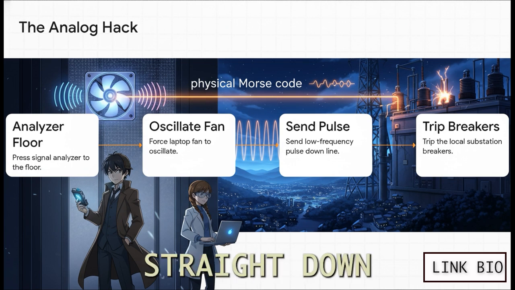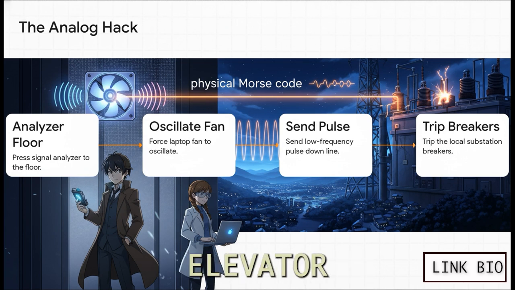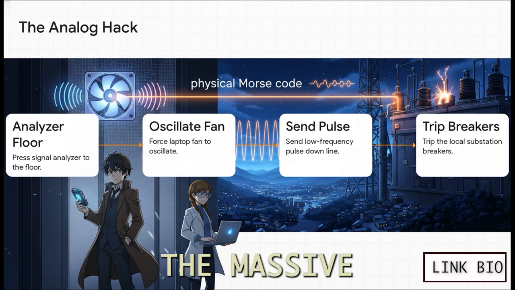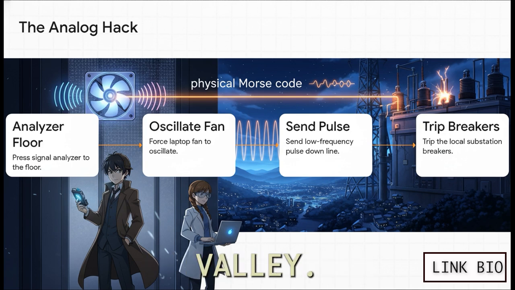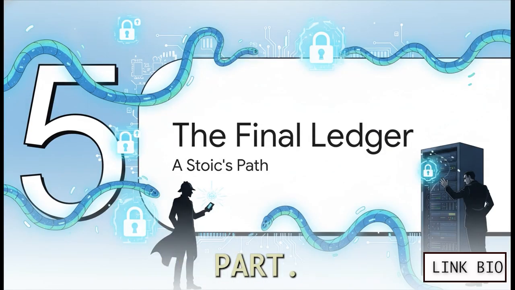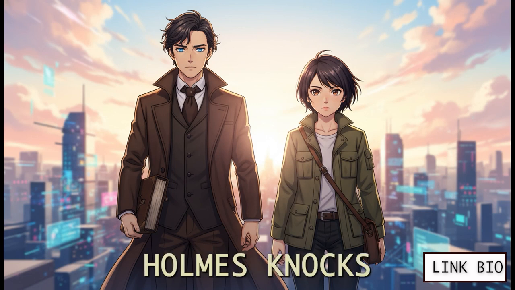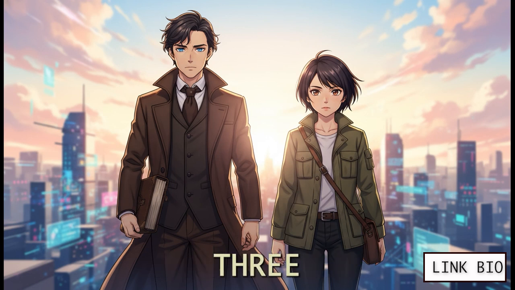This vibration travels straight down the actual physical power lines of the elevator shaft, sending a low-frequency pulse all the way to the local power substation miles away, and it intentionally trips the massive breakers, cutting power to the entire valley. Which brings us to our final part, Section 5, the final ledger. That brilliant, completely analog hack achieves the impossible. By dropping the power, Holmes knocks the vault completely offline for exactly 3 seconds.